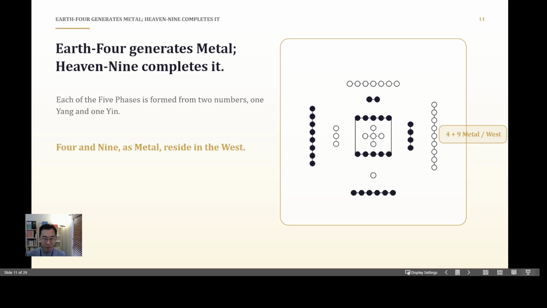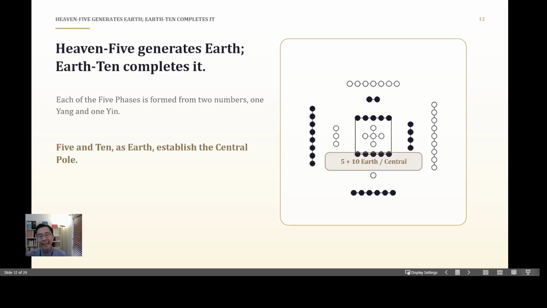So we have numbers, we have qi. We have numbers, we have image. We have image, we know we have number behind the image. We know we have qi behind the image and the number. And the final one is earth. 5 plus 10, that is the earth. It represents the center. 5 white dots, that is the heaven. That is the Yang. 10 dark dots represent Yin.